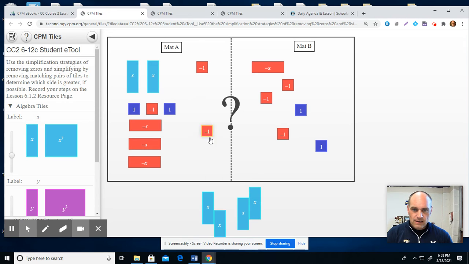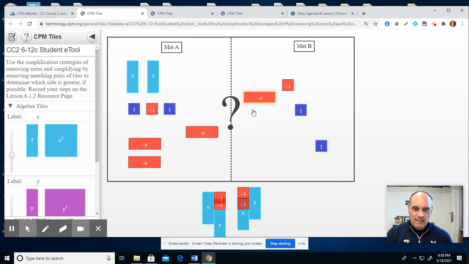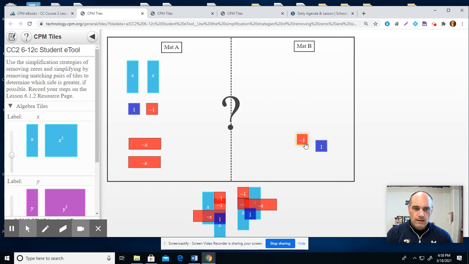Let's see. I've got some negative 1s that are the same on both sides, so I can take them off. Another set of negative 1s on both sides, taking off the same thing off of both sides. We're good. Let's see. I have a negative x and I have a negative x. Same on both sides. I can take them off. A positive 1 and a positive 1. I can take them both off. I'm going to do this now.